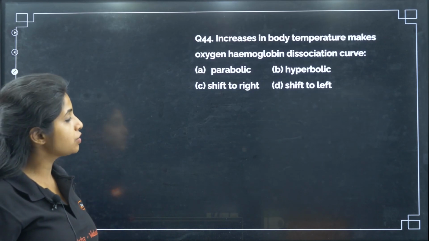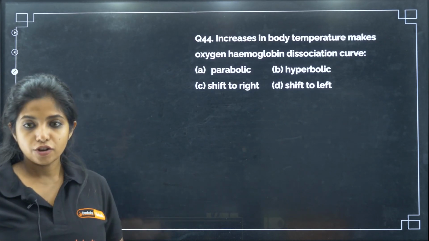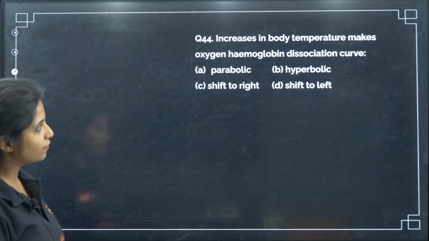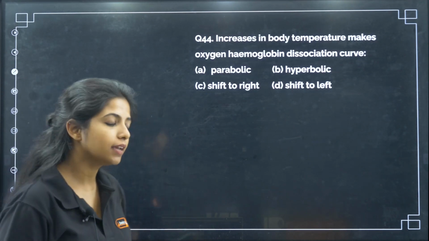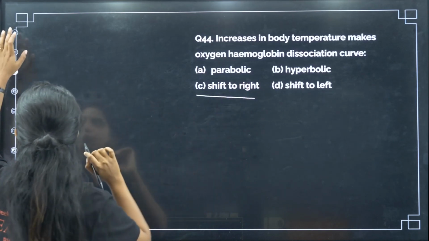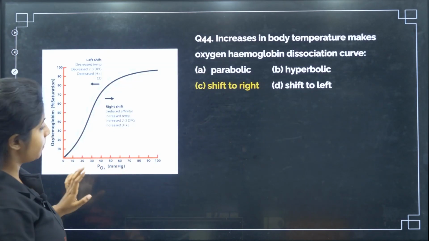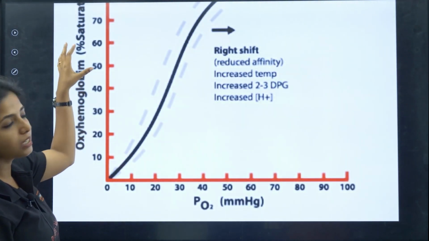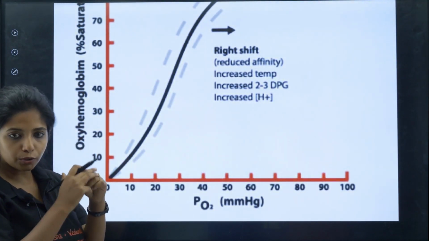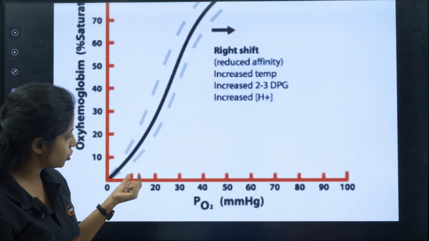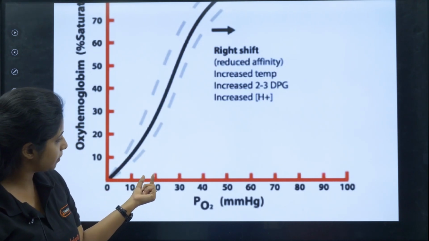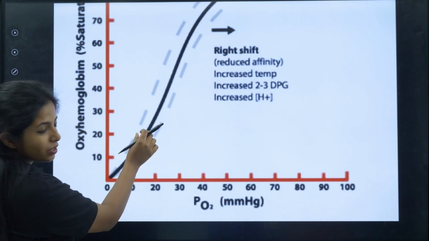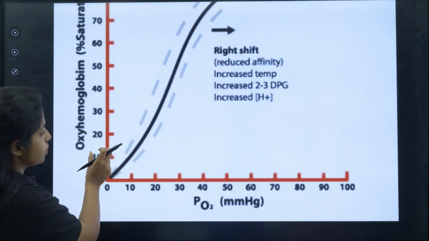Now the 44th question. Increase in body temperature makes oxyhemoglobin dissociation curve parabolic, hyperbolic, shift to right, shift to left. So if you have seen the oxygen hemoglobin curve, you might be knowing it will be shifting towards the right. I'll show you how. So listen, this is the graph. This is the partial pressure of oxygen. This is the oxyhemoglobin content. That means oxygen and hemoglobin are together over here. So this particular partial pressure of oxygen, suppose it is 20, the oxyhemoglobin percentage is also 20.